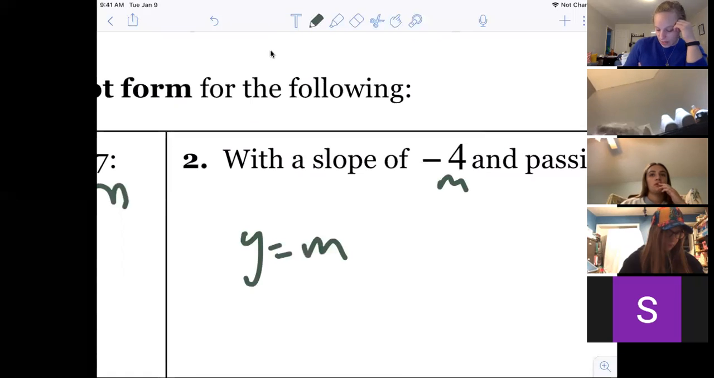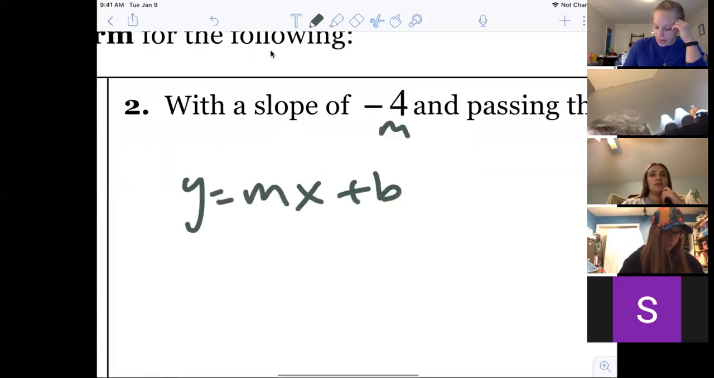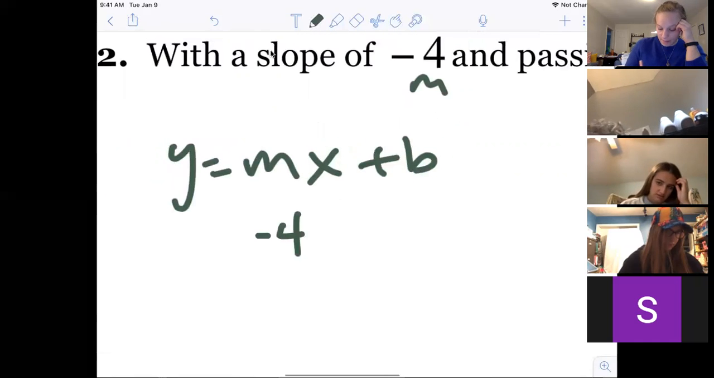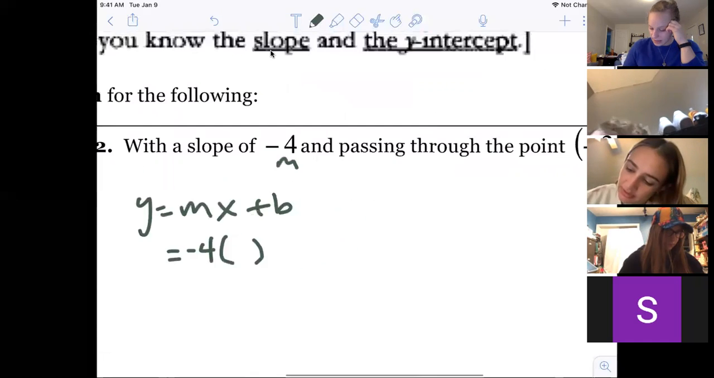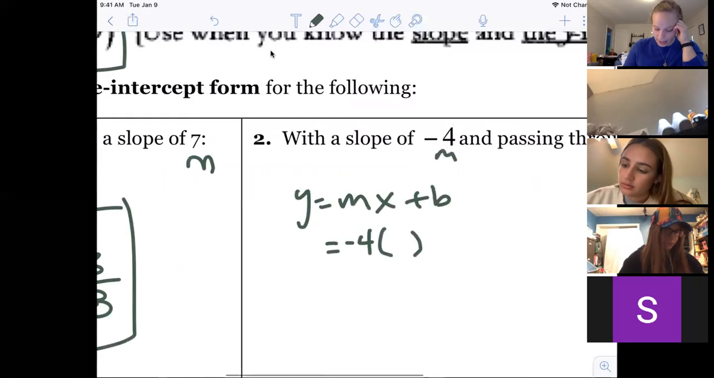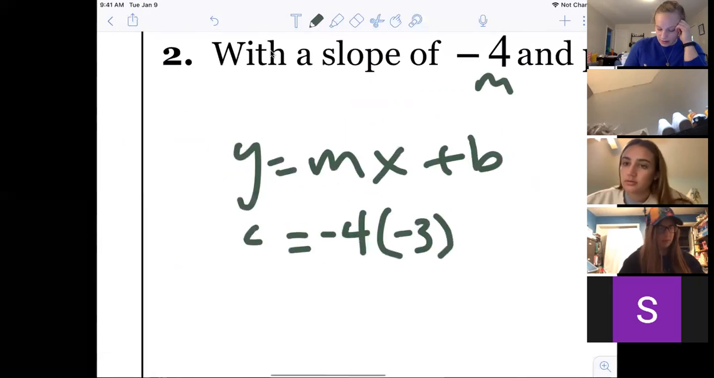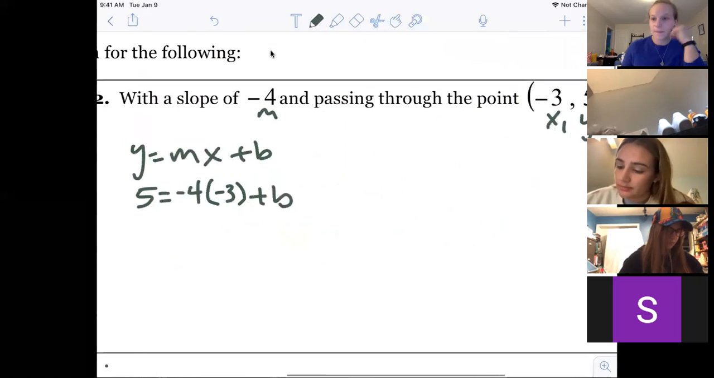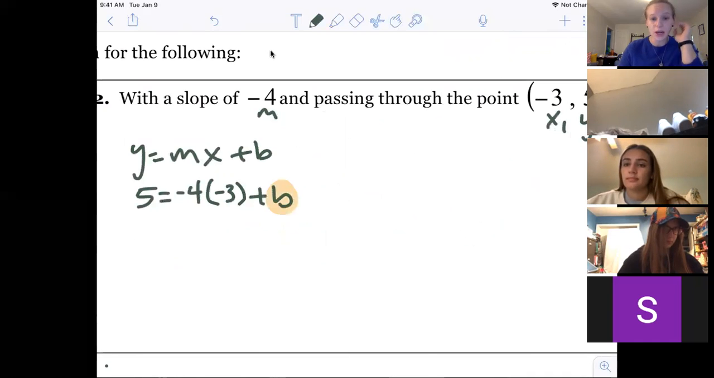So I'm using my form y equals mx plus b, and I'm going to plug in and find b. So I know -4 is my m, my x is -3, and my y is 5. So I just plugged in m, x, and y into this, and I'm going to find out what b is. Again, some of you do this, which is awesome. Some of you don't do it, which, no need to change. I'm just going to show this to you so we all have seen it.